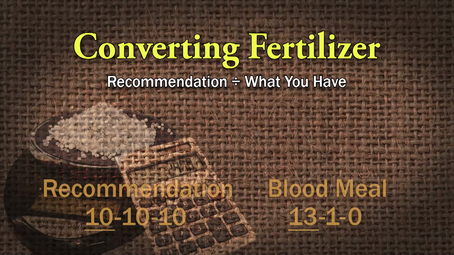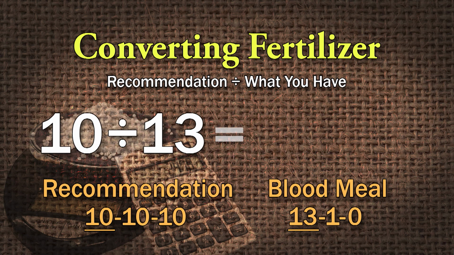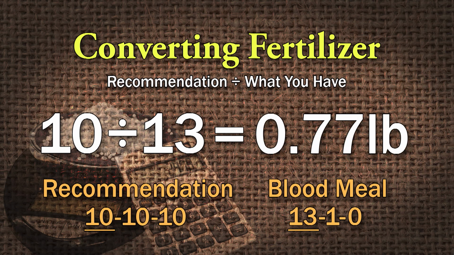Well, blood meal is 13-1-0. So you're going to need 10 divided by 13 pounds of blood meal, and that comes out to 0.77 pounds, to have the same amount of nitrogen. You're also going to have just a tiny bit of phosphorus in there, because there's a 1. Okay. So now we need to add phosphorus to our mixture to get that balanced fertilizer.